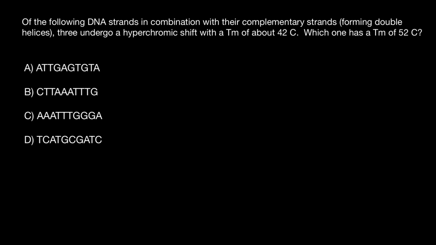Today's problem is: of the following DNA strands, in combination with their complementary strands forming double helixes, 3 undergo a hyperchromic shift with a melting temperature of about 42 Celsius. Which one has a melting temperature of 52 Celsius?